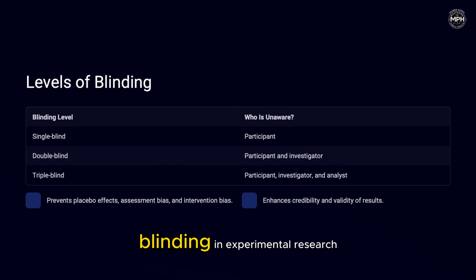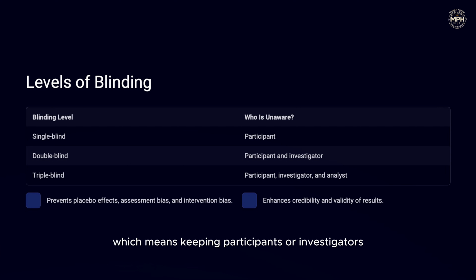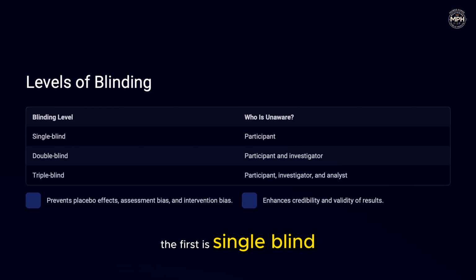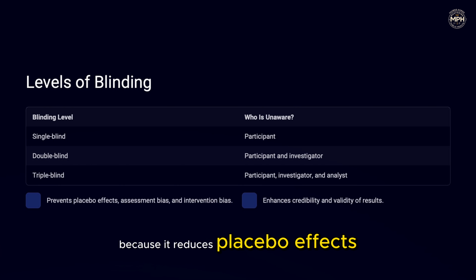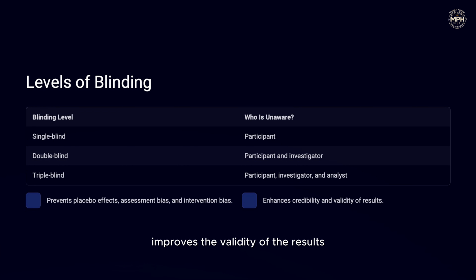Blinding in experimental research. The second key principle is blinding, which means keeping participants or investigators unaware of which group the subject is in. There are three levels of blinding. The first is single blind, where only the participant does not know which group they are in. The second is double blind, where both the participant and the investigator are unaware. The third is triple blind, where even those analyzing the data are blinded. Blinding is important because it reduces placebo effects, minimizes observer bias, and improves the validity of the results.